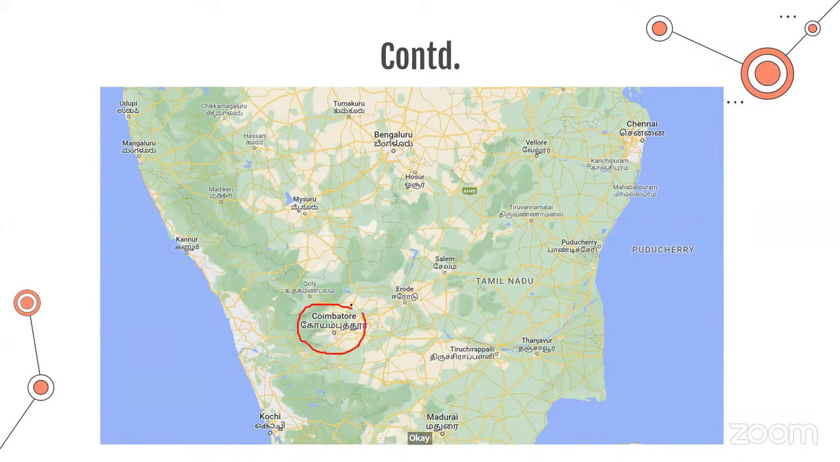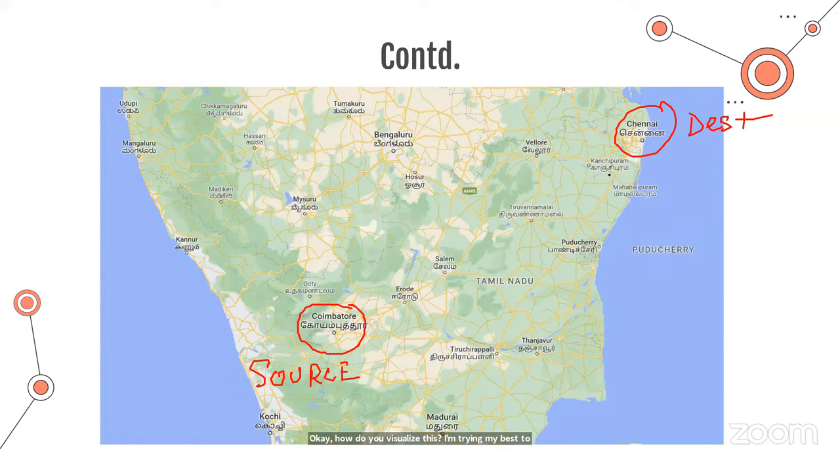Coimbatore is a source, or I am starting my journey from Coimbatore and I am going till Chennai. This is my destination. Now listen carefully to understand layer three. How do you visualize this? I'm trying my best to explain it to you. Understand that to go from Coimbatore to Chennai, you have different ways.